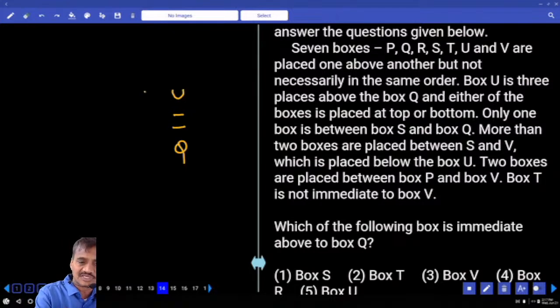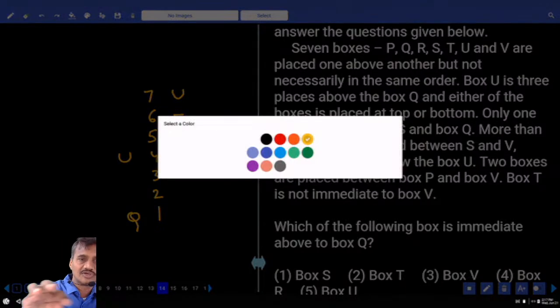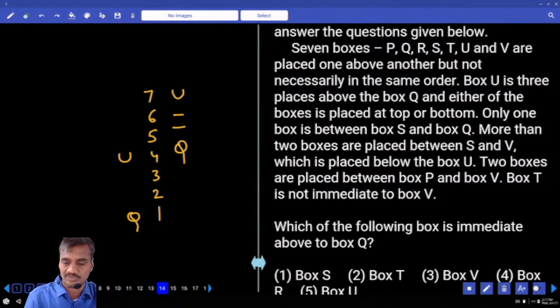Now in the first case I had taken U at the top: 7, 6, 5, 4 and 3, 2 and 1 in this case. And in the other case, let us take Q at the bottom. Then here U must be at this place. Are you following this one or not? And so how many possibilities do we have for this one? There are 2 different possibilities.